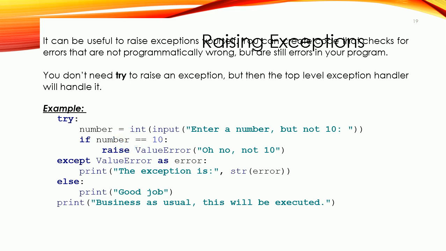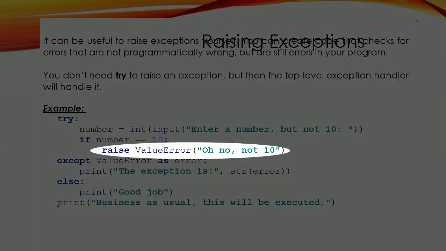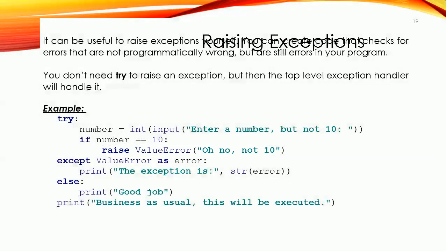However, I don't want to accept 10. In this case, I will raise a value error. Then we will go to the except block to display an error message for the user. As usual, the else will be executed only if you did not enter the except block. The last statement will always be executed, whether there was an exception or not.